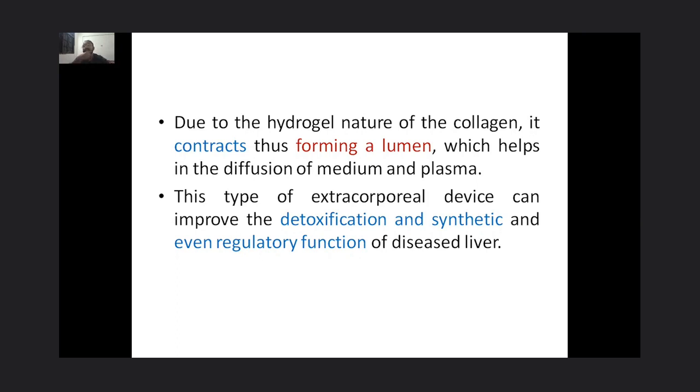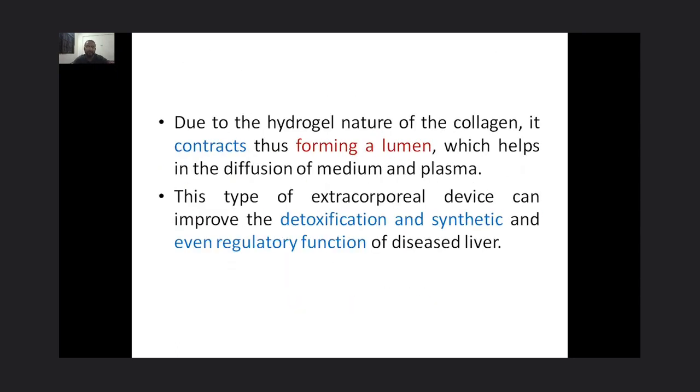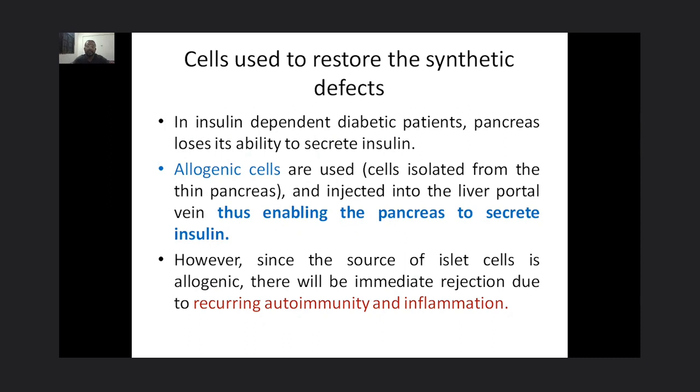All these particular things, issues of the liver, can be regained with this particular approach. So that was about the liver. Okay, metabolic defects. Next we have the cells used to restore the synthetic defects.